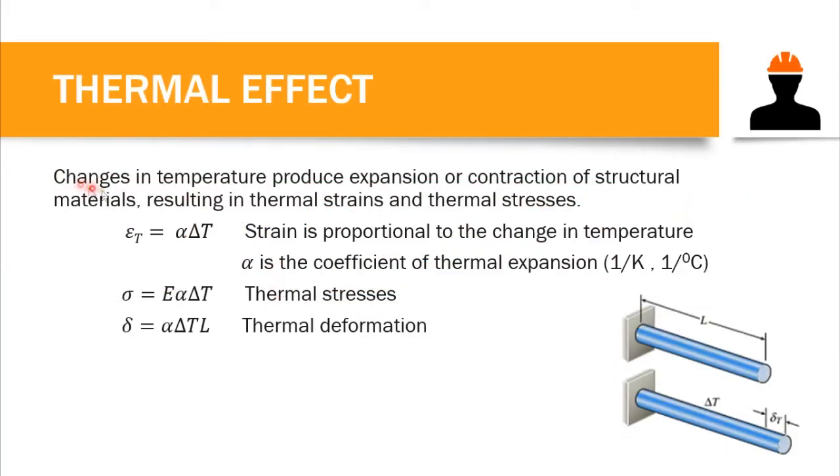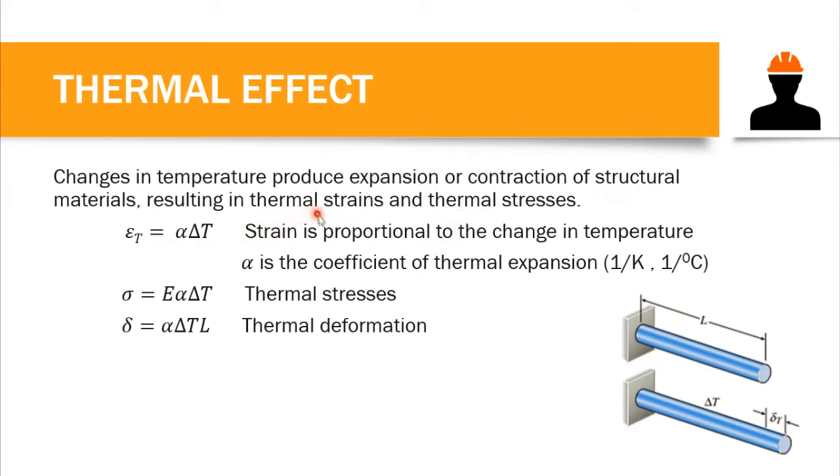Now, if our material is exposed to heat or high temperature, this change in temperature produces expansion. Of course, if we have high temperature, our bar or material would expand, and if we have low temperature, it would contract. And then it would result in thermal strain and thermal stresses.